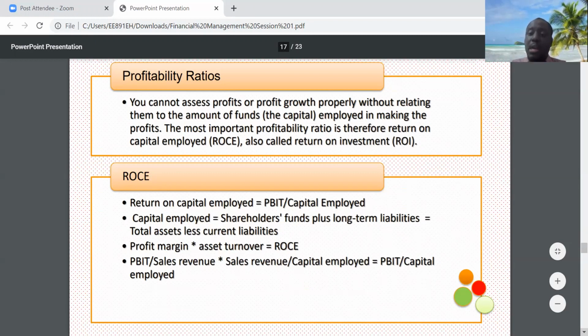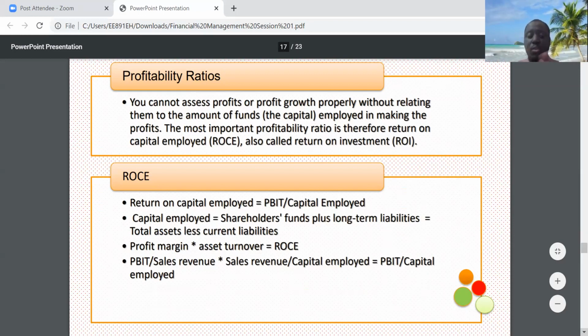Your capital employed can also be calculated as total assets minus current liabilities. So your total assets minus current liabilities should also give you your capital employed. Always remember this. Shareholders' funds, which is equity, plus long-term liabilities, which is long-term debt, will give you your capital employed. I hope it's clear.